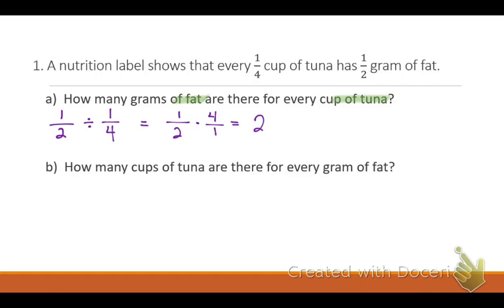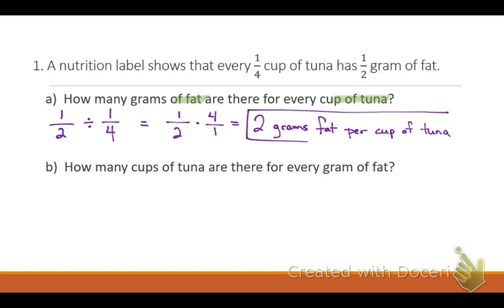Now for unit rate, anytime I'm talking about rates, a number without a label is actually an incorrect answer because 2 of what? The label is just as important as the number. So it is 2 grams of fat per cup of tuna. Okay, do you see how I did that? And now that makes sense, but without the label, it really didn't make sense. It just said 2. Well, 2 of what?